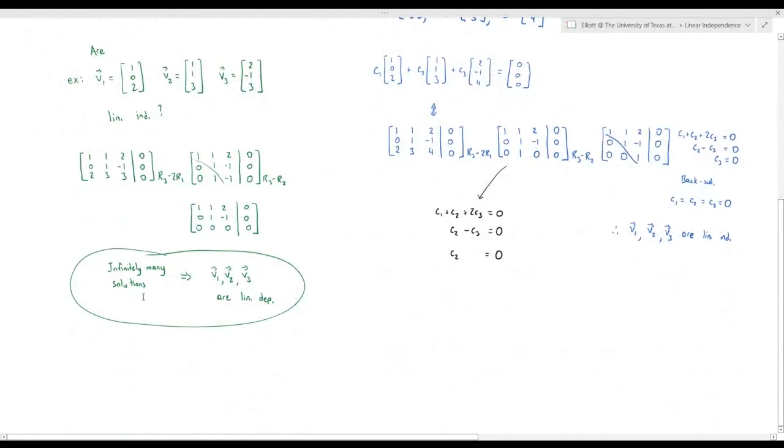I'll talk a little bit more later in my review about how to know that you have infinitely many solutions. And I don't know if you really need it for the first exam, but I might touch on how to handle that situation if you wanted to actually write out the solutions when you have infinitely many of them. But for now, I just wanted to highlight that when you're checking for linear independence, if you have infinitely many solutions when you solve this system of equations, they are linearly dependent, okay?